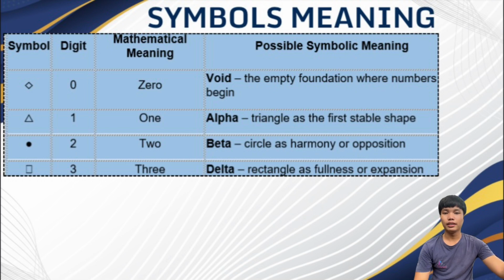Rectangle symbol, digit 3. Math meaning 3, symbolic meaning delta. The square or rectangle represents fullness or expansion. In many systems, the number 3 and a shape with 4 sides often imply growth or completion.